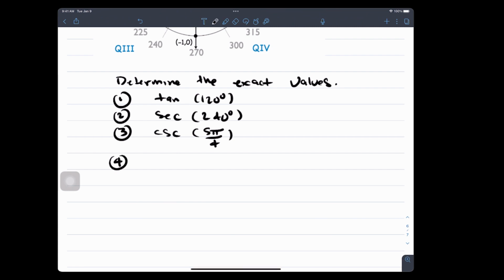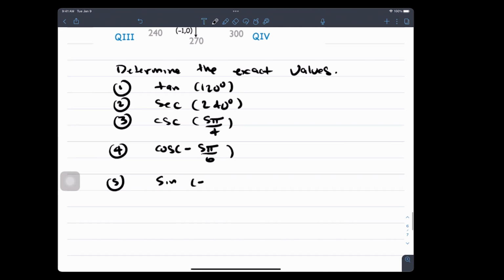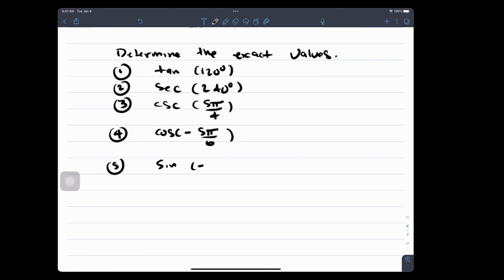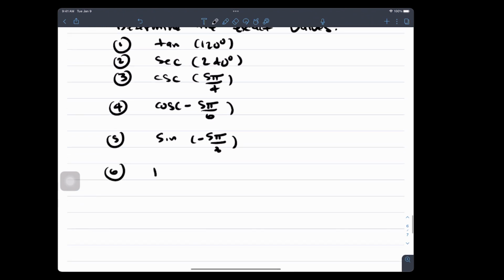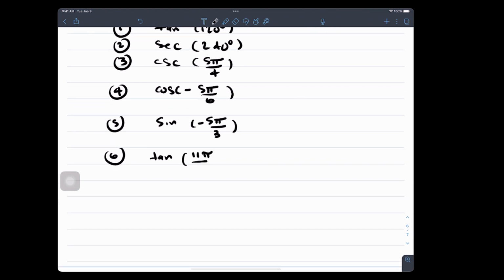Question 4. Cosine negative 5 pi over 6. Number 5, we're going to say sine negative 5 pi over 3. And one more, 6, we'll say tangent of, this should be over 3, this 11 pi over 6.